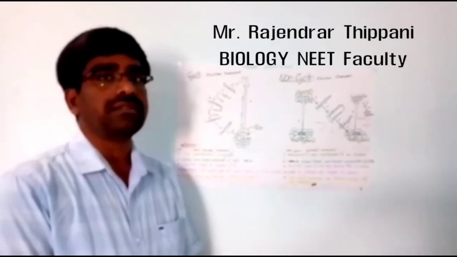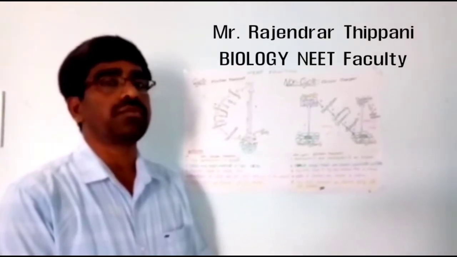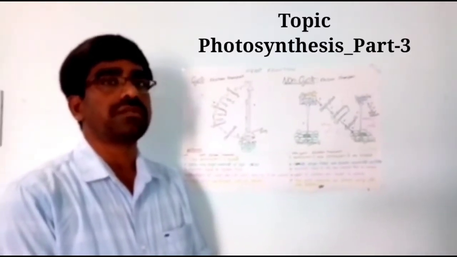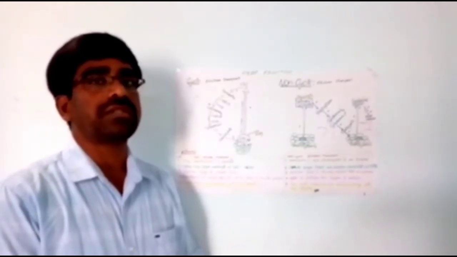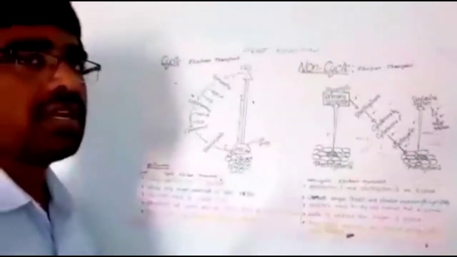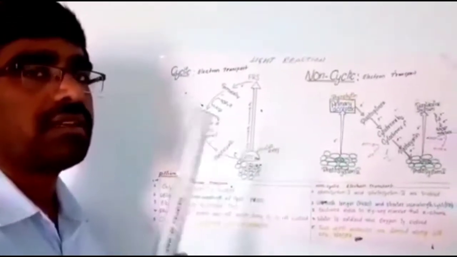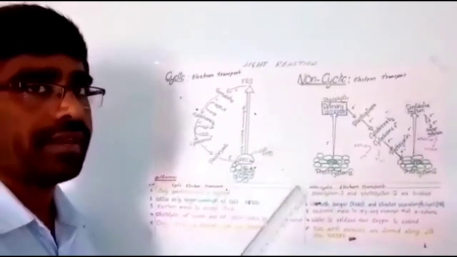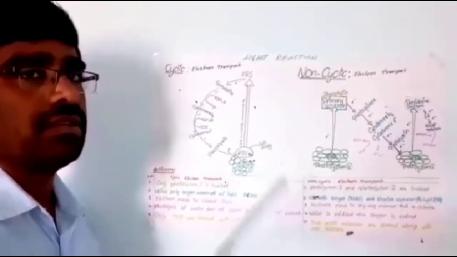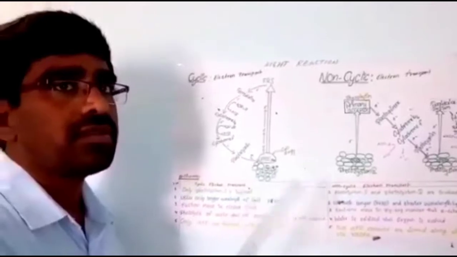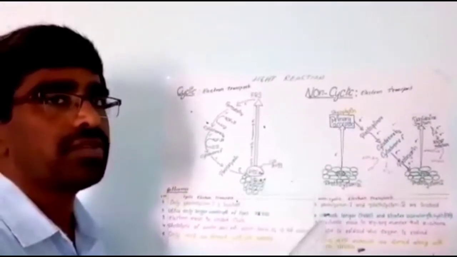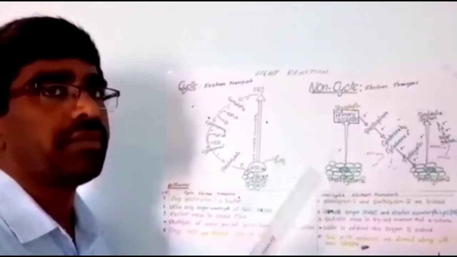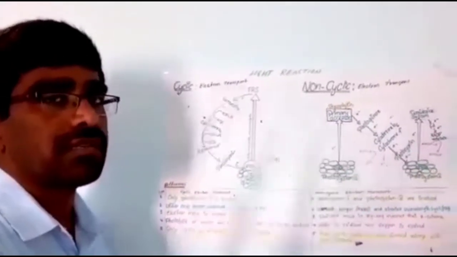This is Rajendra. Today we are going to discuss photosynthesis part 3, that is light reaction as well as dark reactions. In the process of photosynthesis, there are two important phases, the light reaction and the dark reaction. In the light reaction, water molecules, sunlight and chlorophyll are used for synthesis of chemical energy, that is ATP as well as NADPH2, along with oxygen.